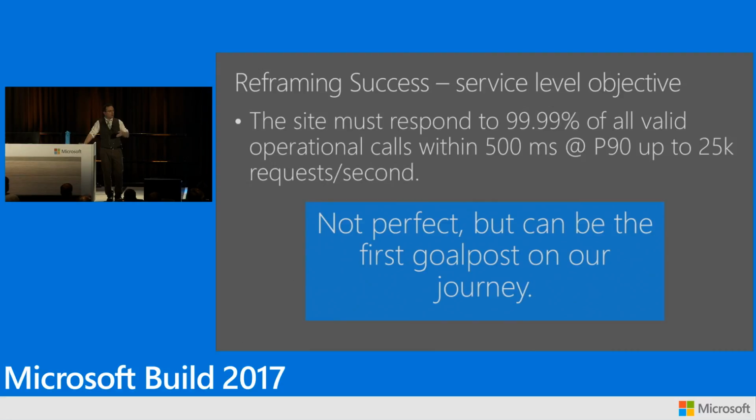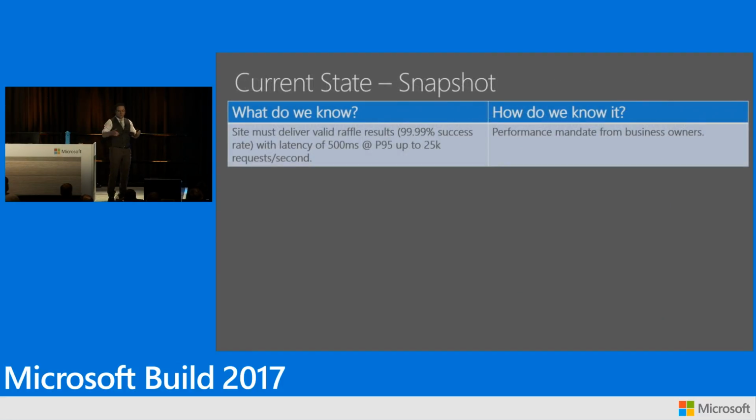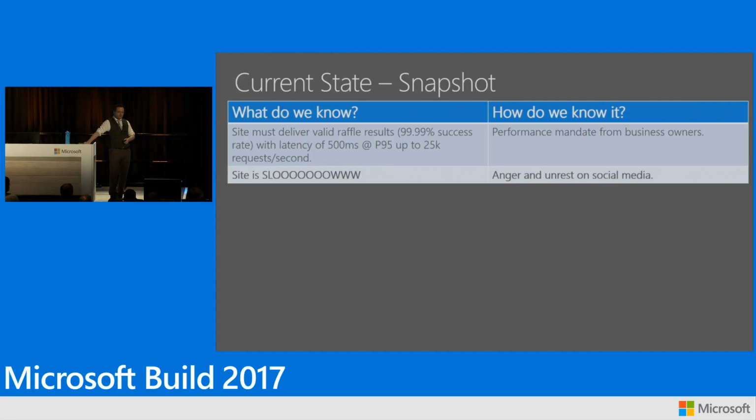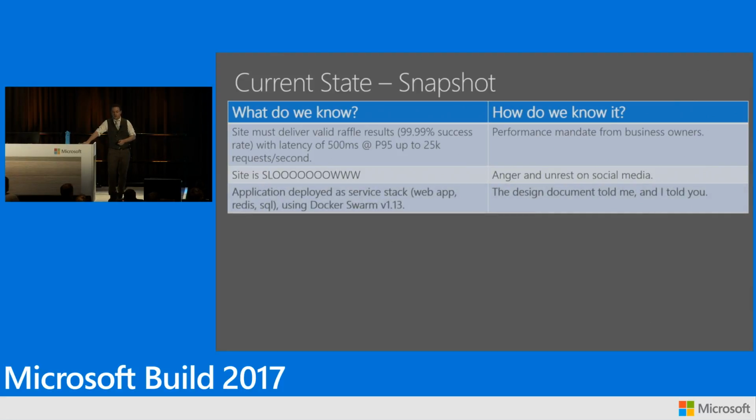You don't necessarily need to know with 100% crispness the end of the journey, but you must know the next step. All right, so what do we know? We know that that's our SLO, and how do we know it? Our business owners told us, and they're signing the checks, so that's pretty good data. The site is slow. How do we know it? Twitter storm. Good, okay. And that the application is deployed as a service stack on Docker Swarm using the web apps, Redis and SQL. And you know that because the design document told me and I told you, which is often where this is going to come from. You huddle the group together and say, well, the design docs say it's this way, so it must be true.